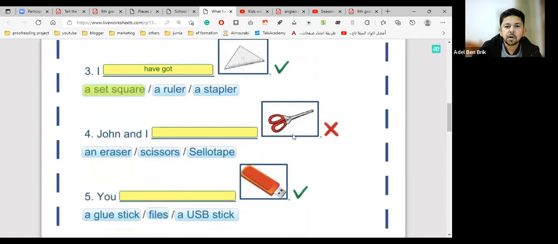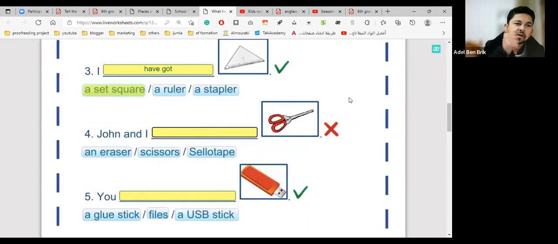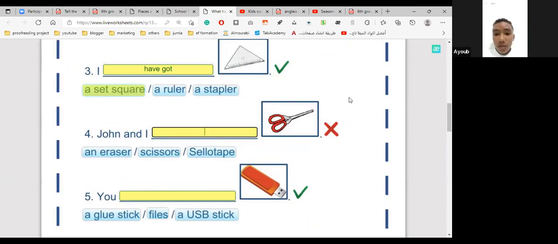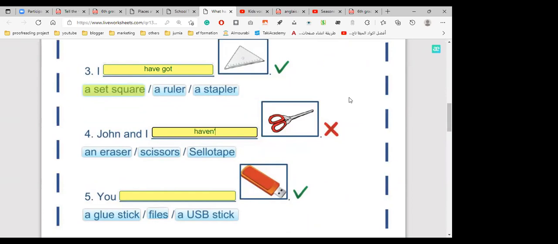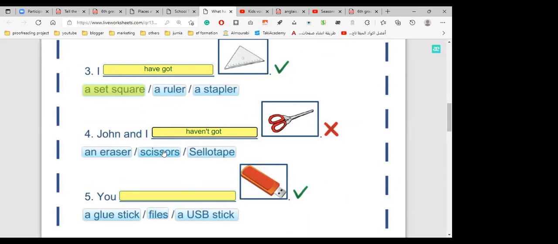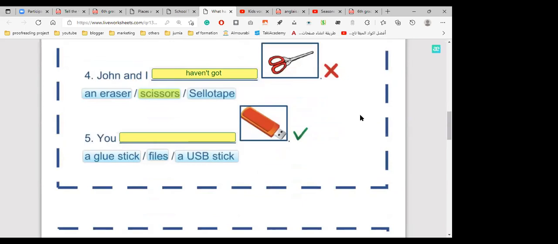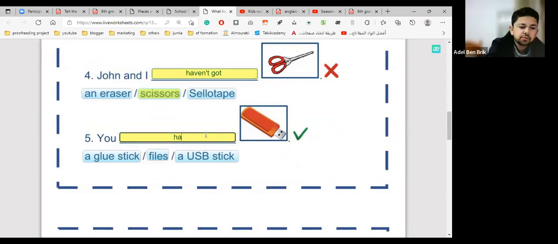Okay. Number four, John and I. So it's plural, meaning we say have or haven't. Hasn't, we use it with the singular, with he, she, and it. But here we have John and I, so haven't got. Scissors. Yes, very good. Scissors too is plural because it's made of two parts. Okay. And the last one, you. With you, we say have got. Very good. We say have got with you.